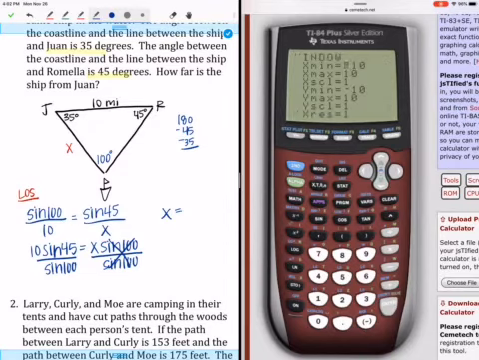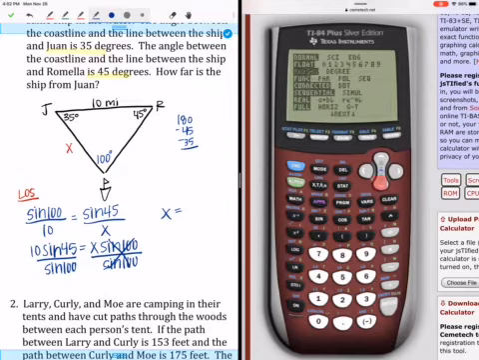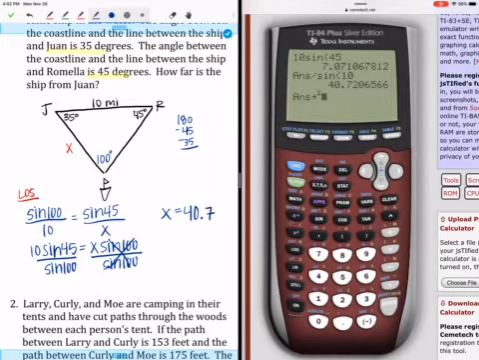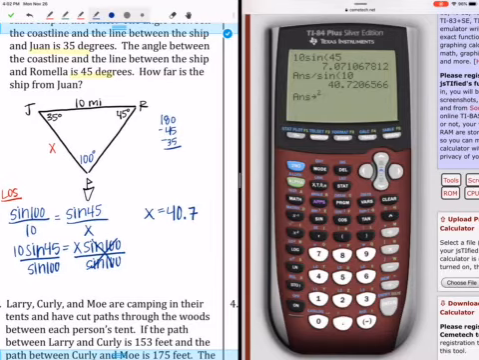Divide that by the sine of 100. Ooh, and my calculator is in the wrong mode, so here's a great time to fix that. Alright, so let's try again. Got it. Alright, so in this case, the distance to the nearest tenth, because it doesn't specify, would be 40.7, and then our units are miles.